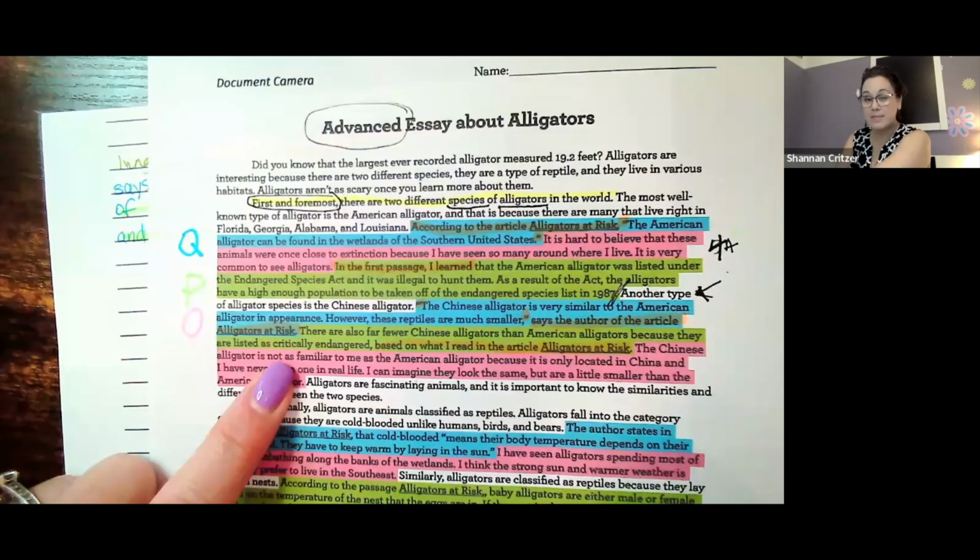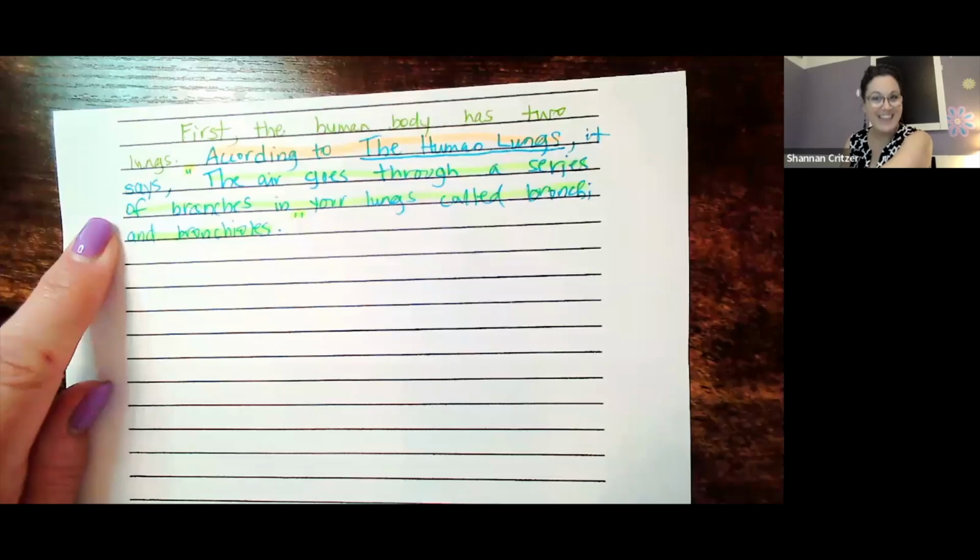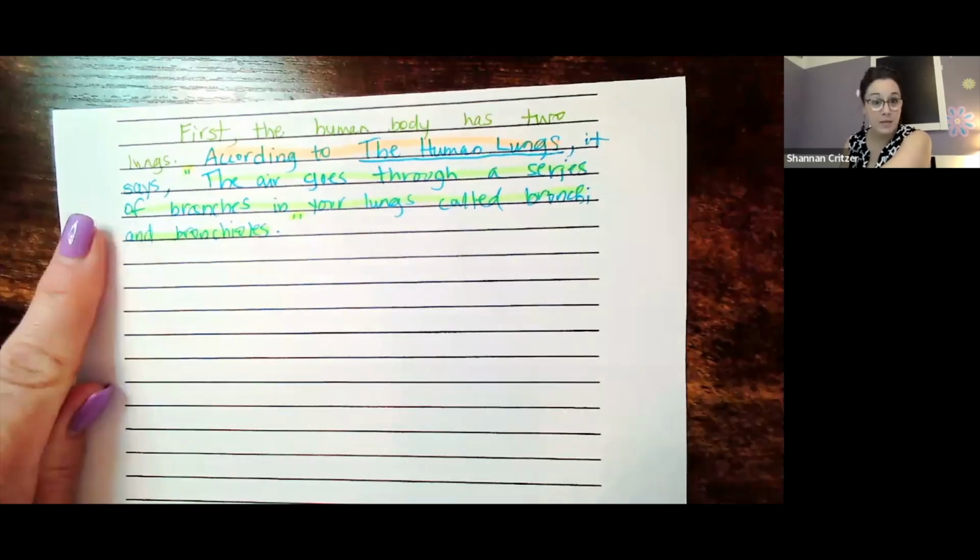So I want you to keep this piece of paper that we just did. I want you to keep this just like this. Okay, we're going to add to it next week and then the following week. Okay, so leave it just like this is.